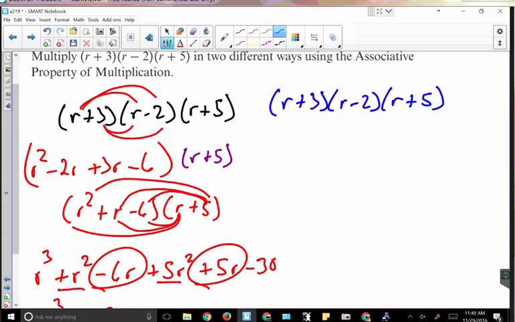So I could go through and multiply the last two together and just leave the r plus 3 alone. So I would be left here with r squared plus 5r minus 2r minus 10.